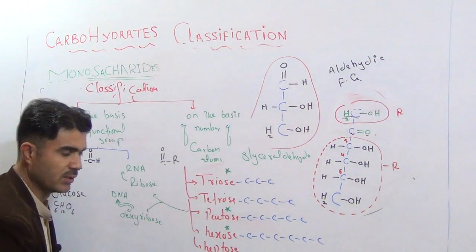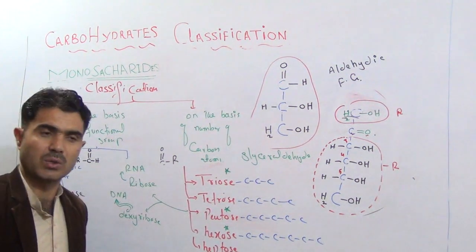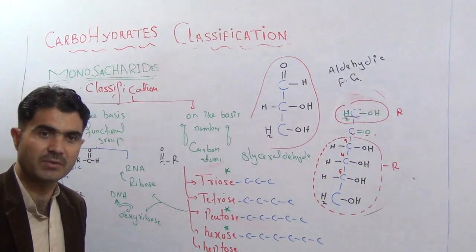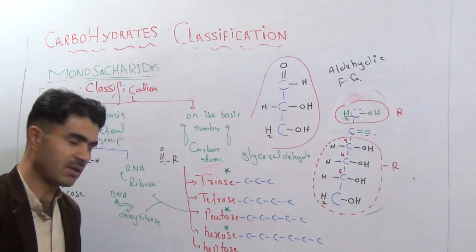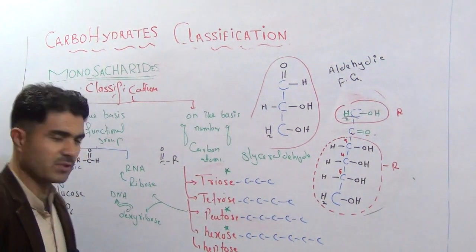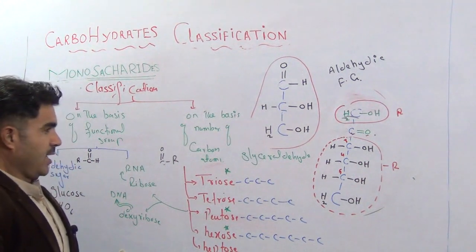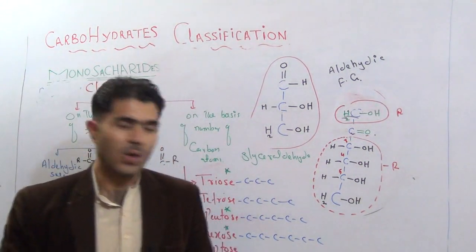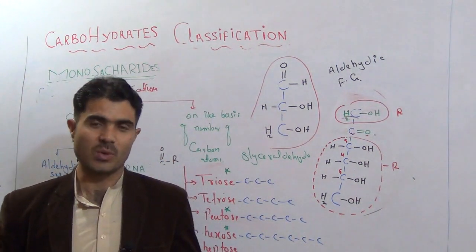Hexose, glucose, you know very well. Glucose is the main energy source of the body. We get energy from the glucose, so it comes from the hexoses, and heptose is not that much important. So dear students, finally we got all the idea in this one lecture.